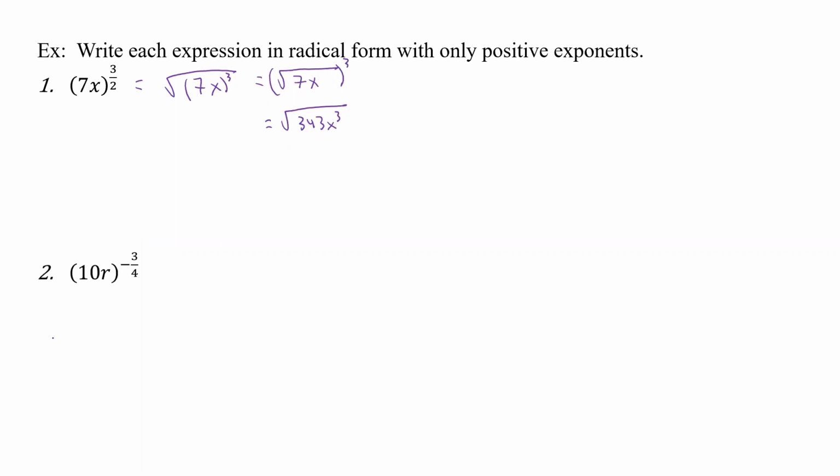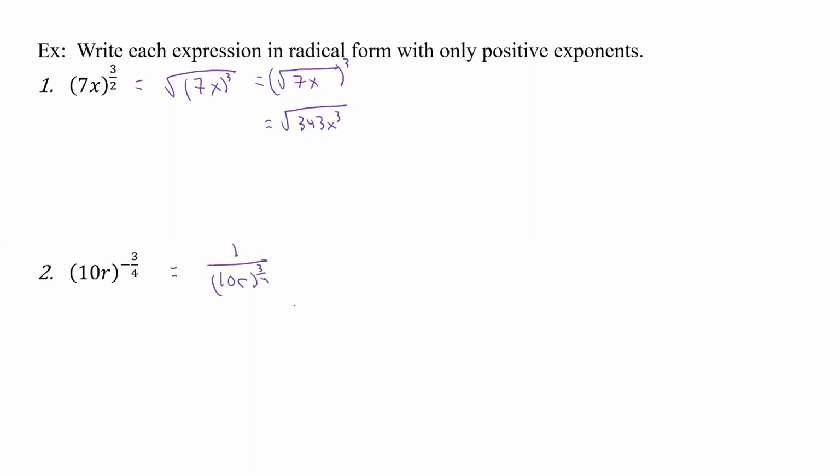What about this one? Here, what we have is a negative exponent. Now, what do we know about negative exponents? Well, we can make them positive by taking it to the other side. So if it's in a denominator, we take it to the numerator. If it's in a numerator, as is the case here, we take it to the denominator. And so that becomes 1 over 10r to the positive 3 over 4. Okay.